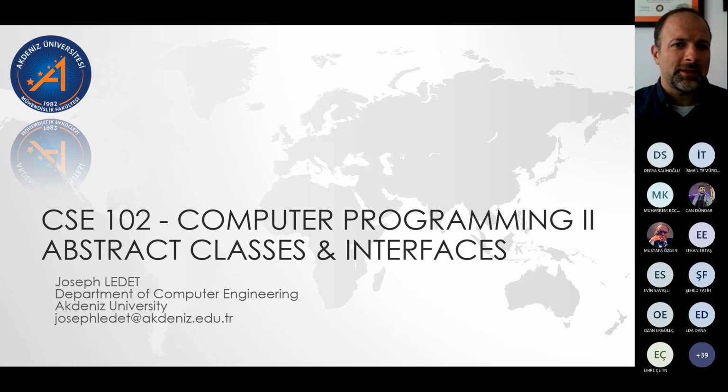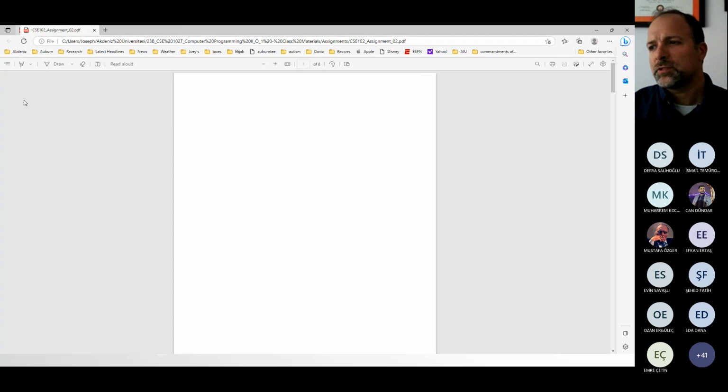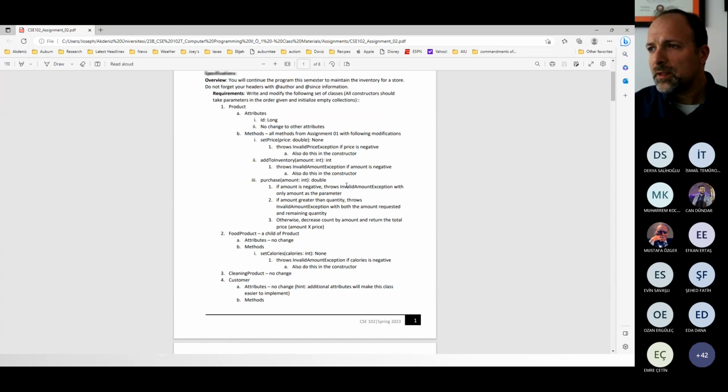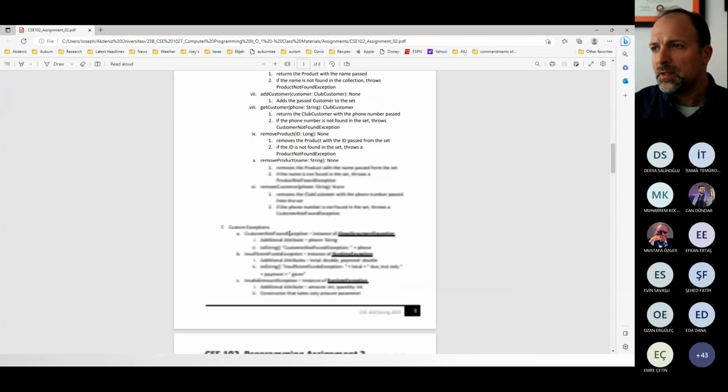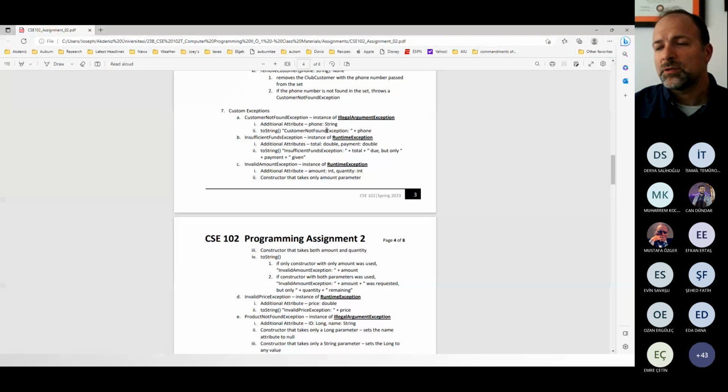So you got a question about the assignment. Yes, they do actually. Someone asked this question and I actually answered it, so let me go ahead and answer it here. Every exception should take a parameter for its constructor. All constructors should take parameters in the order given, and initialize any empty collections if they exist. Thank you for asking this question, because I realized this was something I wanted to bring up.